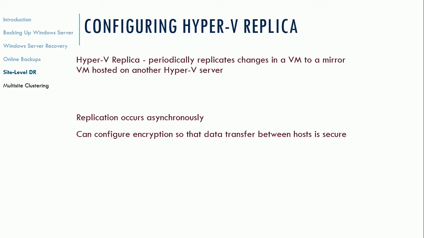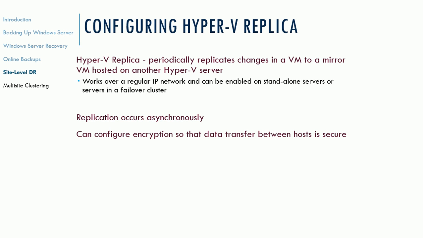failover cluster. So Hyper-V Replica is a feature that periodically replicates changes on a VM to a mirror VM hosted on another Hyper-V server entirely. So basically, it's going to work over a standard IP network. So if you have two sites, and really what you're going to do here is you're going to have Hyper-V running in two different sites, possibly a third site, which we'll talk about in a little bit, but you would have Hyper-V running in two different sites.